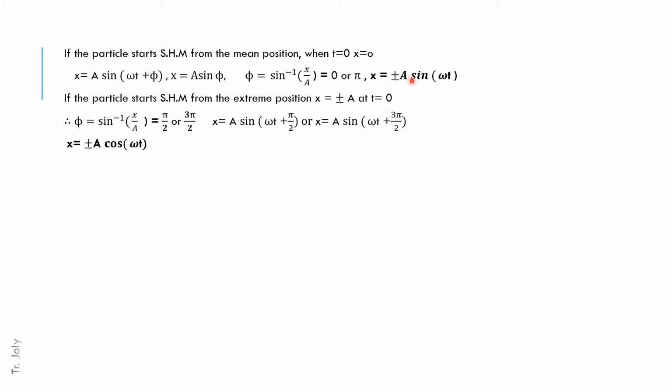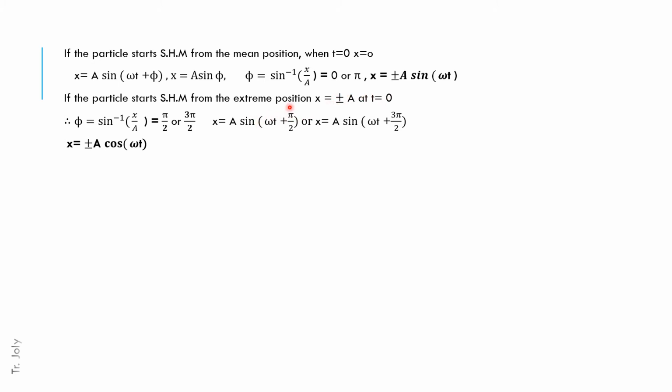Now suppose the particle is initially at the extreme position. It may be towards the positive or maybe towards the negative. Because of that we are writing plus or minus. At the extreme position, the displacement becomes maximum, so that is amplitude. So initially, that is when t is equal to 0, suppose x is equal to plus or minus a.